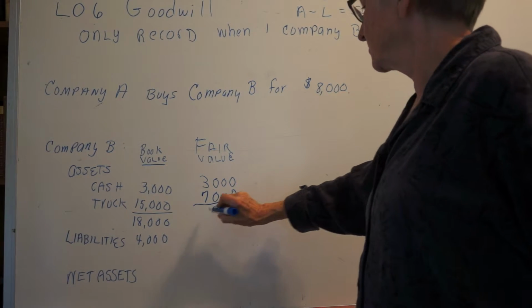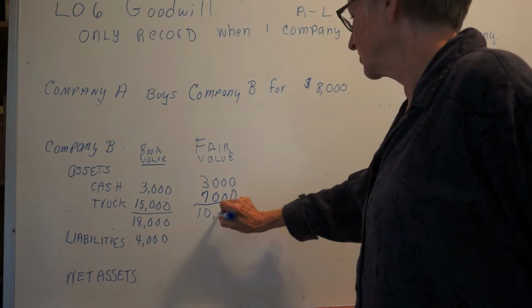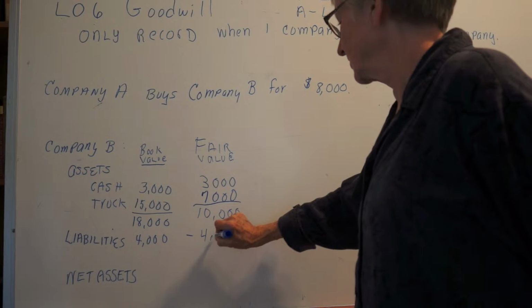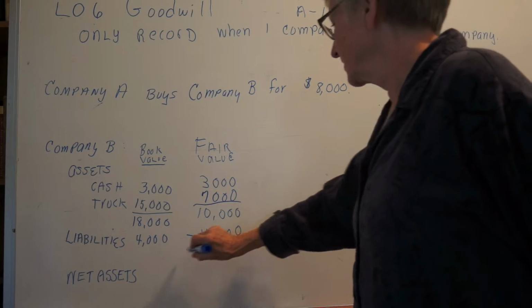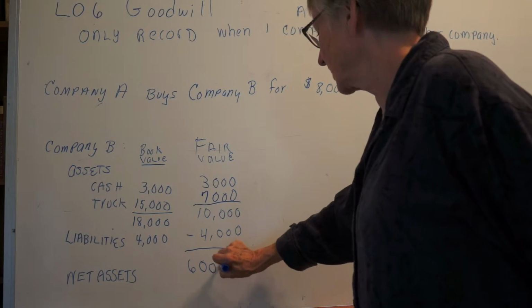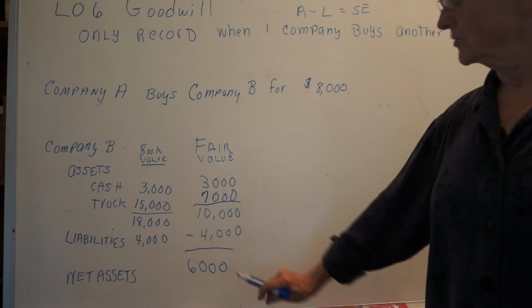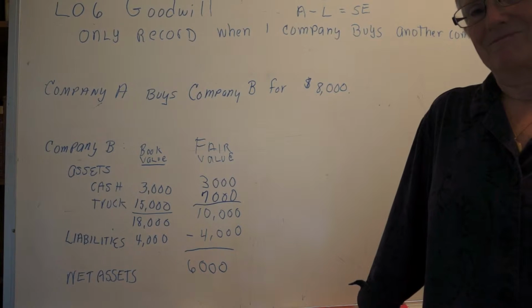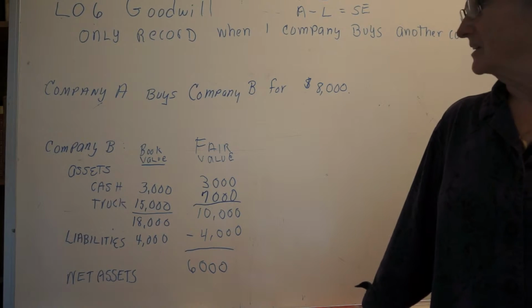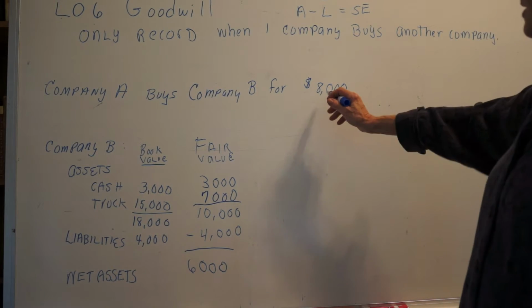So we would have assets at fair value of $10,000 minus our liabilities at fair value. I'll just leave them where they are. That would mean the net assets of the company would be $6,000. So that's the net assets. That's what company A is getting, and what they're paying for it is $8,000.